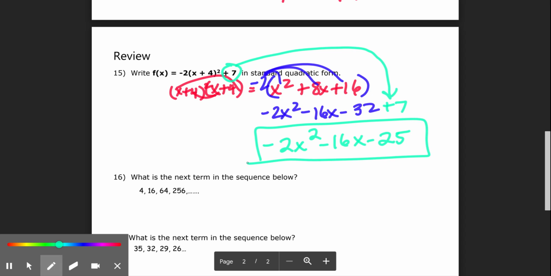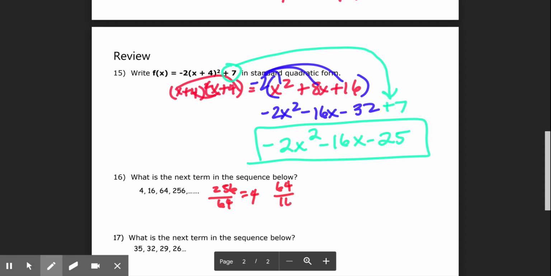All right, and then here on 16 it says, what is the next term in the sequence below? So let's just see. It looks most likely it's going to be geometric. So 256 divided by 64 is 4. And then 64 divided by 16 is 4. And then 16 divided by 4 is 4.